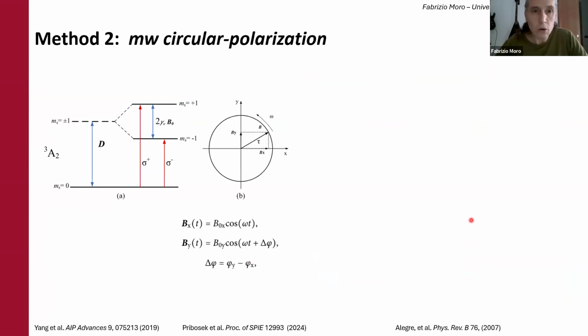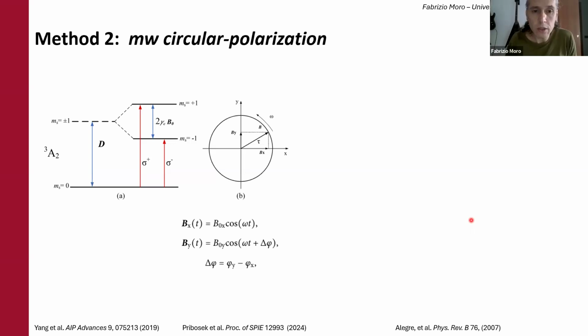So let's move now on to the second method. The second method is based on microwave circular polarization. The downside of method one, based on the bias field, is that we need a very strong bias field, usually of the order of a few millitesla. And also we need a pretty bulky device where we need Helmholtz coils, which are bulky, and they must provide this homogeneous field around the crystal.